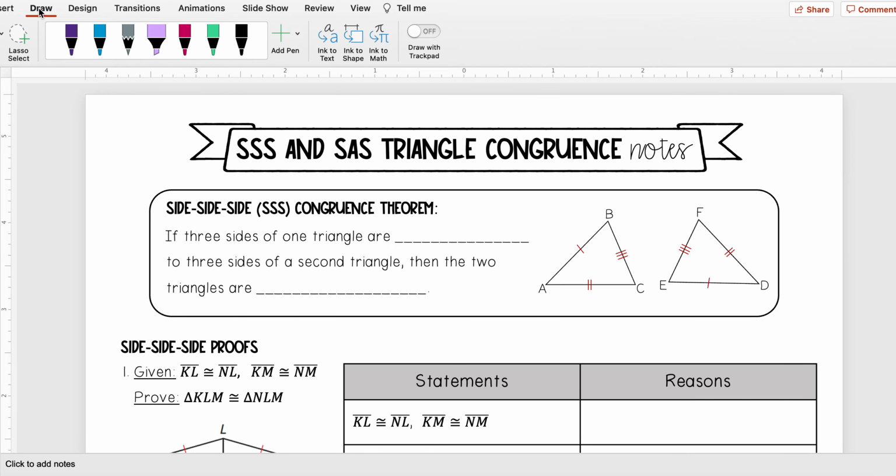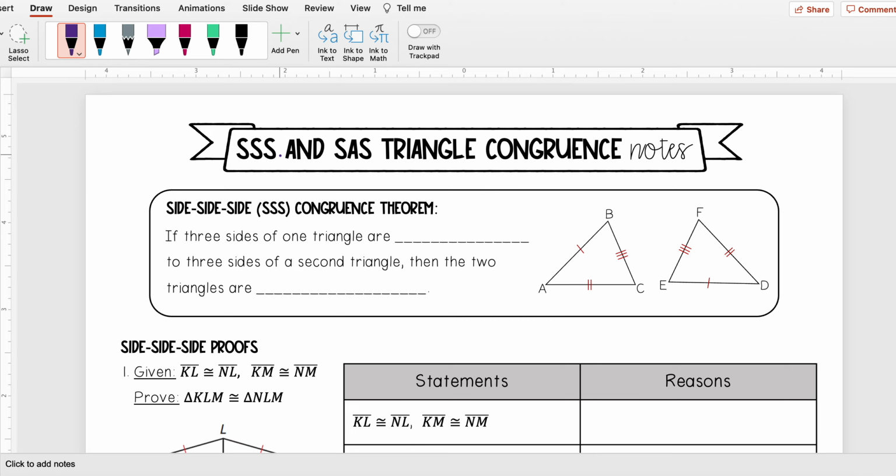Hello everyone. Today we'll be getting into a new topic on side, side, side, and side, angle, side triangle congruence. So today's lesson is all about proving that two triangles are congruent. We've already done a lesson where we're able to show that two triangles are congruent by showing that all of the corresponding sides are congruent and all of the corresponding angles are also congruent. However, that is a lot of steps. And we actually have some theorems that give us a shortcut to showing that two triangles are congruent.